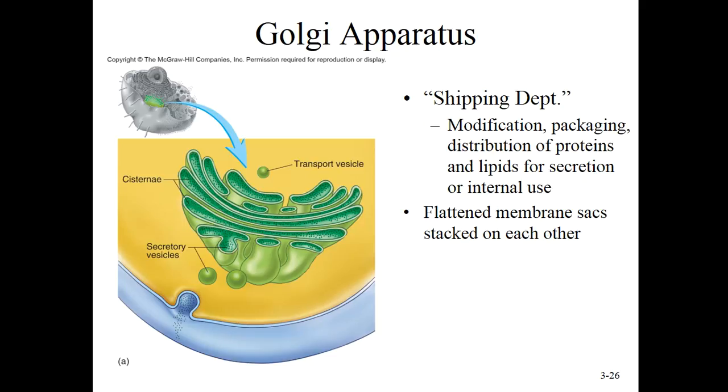Some people call the Golgi the shipping department or the post office. Anything that was made in the cell, most things anyway, have to go through the shipping department to be properly packaged and labeled for export.